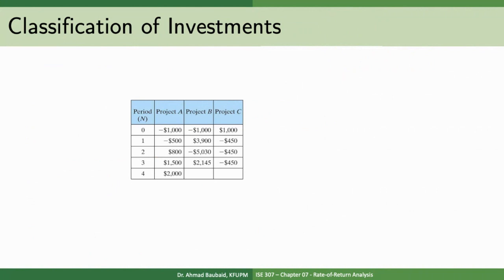So here we have a few examples, and maybe now is also a good time to get some input from you guys. If I give you these three projects, let's start with the first one, project A. This is the cash flow for project A, this column. What type of investment is this based on what we just defined? And of course, why?